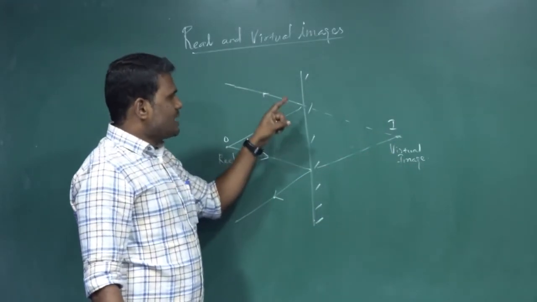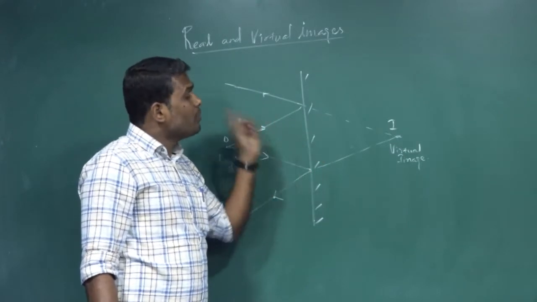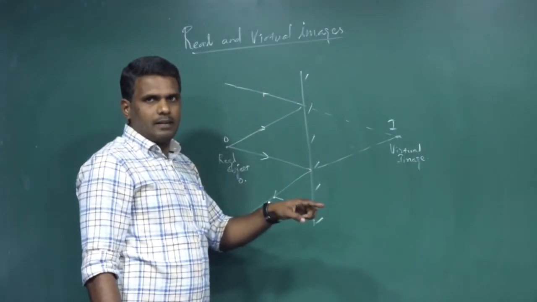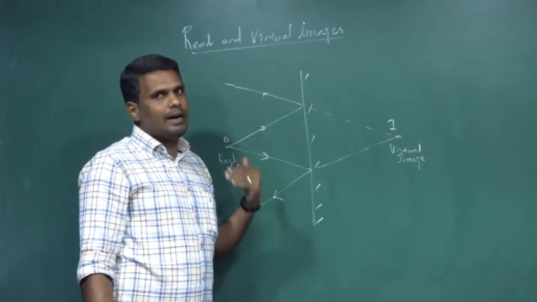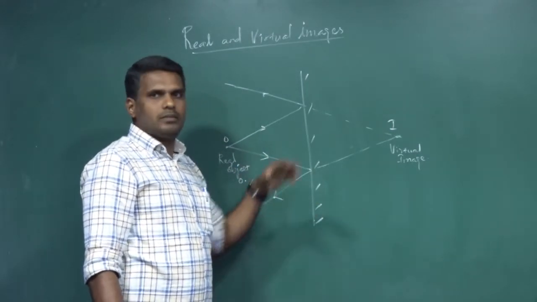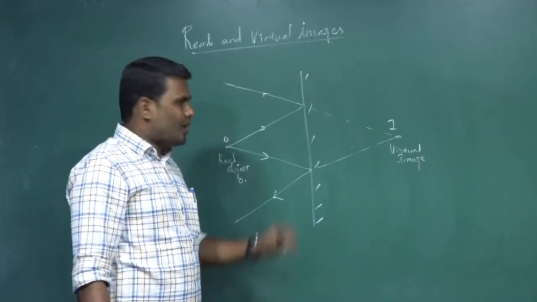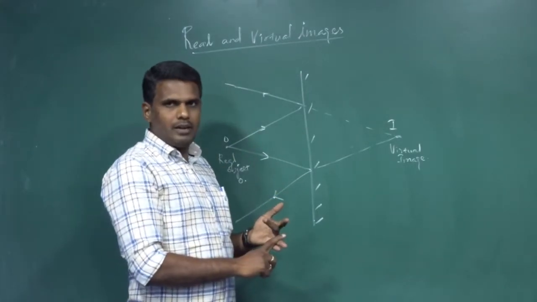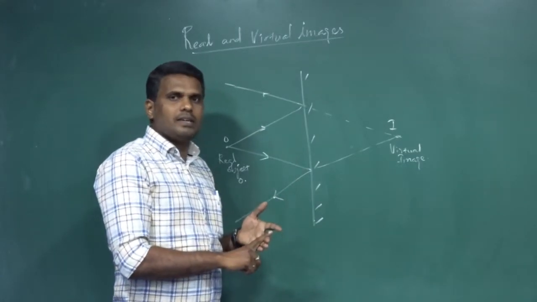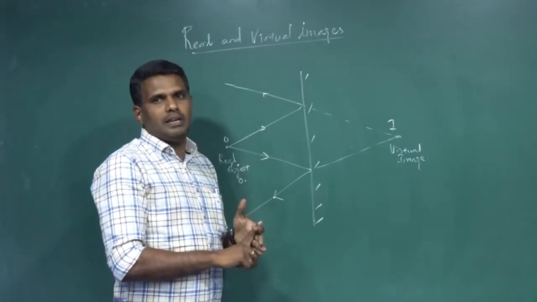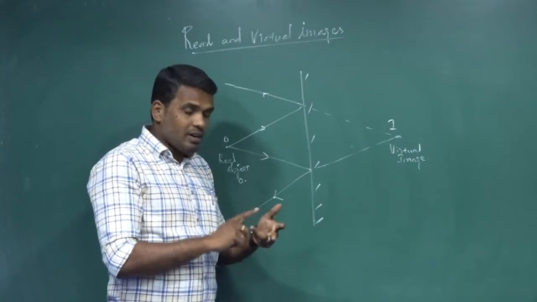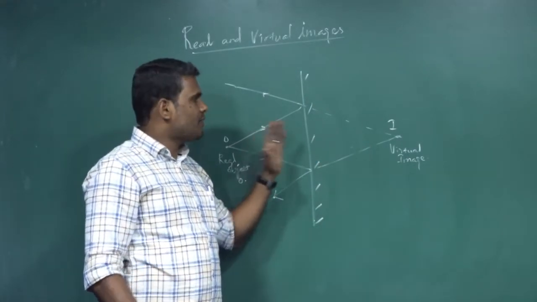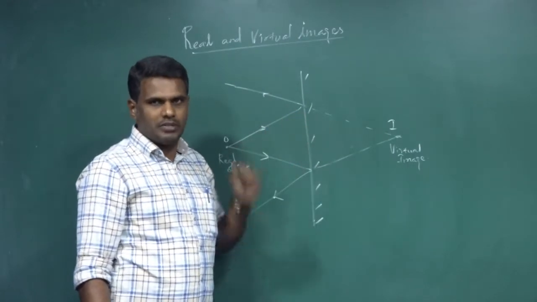This type of image, which is formed behind the plane mirror, which cannot be obtained on a screen but can be seen with our eye, is called a virtual image. So what is a virtual image? An image which is formed behind the mirror, which cannot be got on the screen, and which can be seen by the eye. You can see it, but you cannot get it on the screen. This kind of image is called a virtual image.